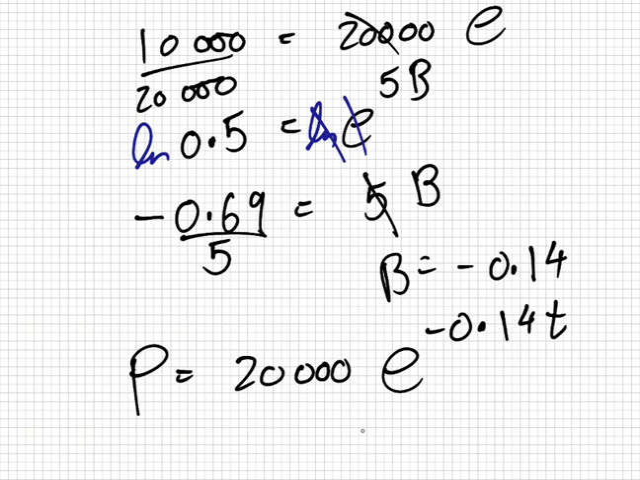Now, I want you to take that formula, put it in on your calculator, and put t equals 5. Type it in, and you should get 10,000, or nearly 10,000 at least. Nearly 10,000, yeah? And if you put t equals 0, do you get 20,000? Well, of course you do, because it's just 20,000 times 1. So what you've done now is found the formula for price.